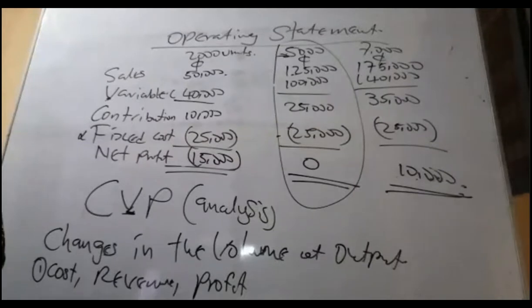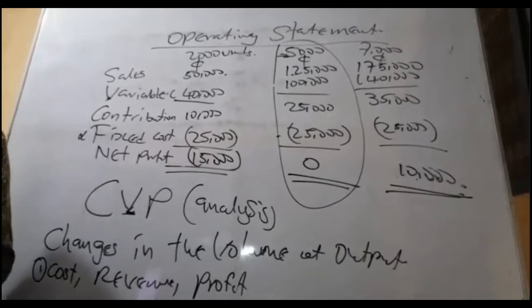Is it true in reality that you can sell what you produce? Definitely there'll be some leftover. So in reality it's not true. The company keeps inventory. So when it's asked for limitation, that is, in reality it's not true. Point number two.